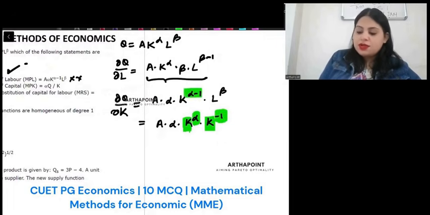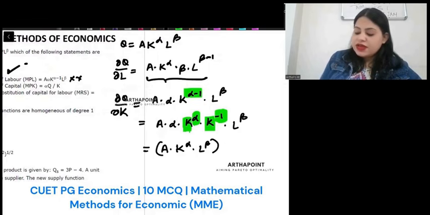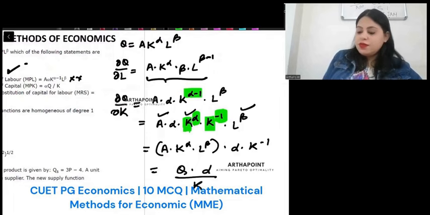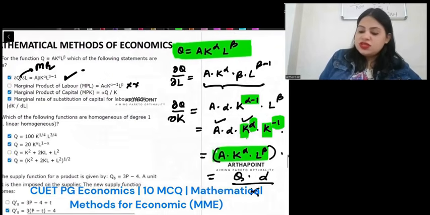So I can open this up into L to the power beta. I can write this as A, K to the power alpha, L to the power beta together, this part and this part, into alpha, K to the power minus 1. This becomes Q into alpha by K, because this was Q. So this is correct.